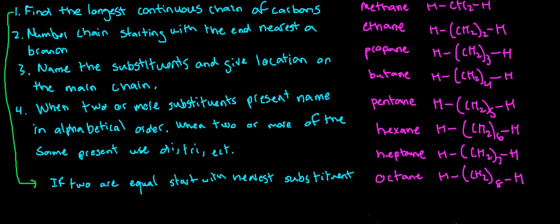Find the longest continuous chain of carbons, number the chain starting with the end nearest a branch, name the substituents, give the locations on the main chain, and then when there are 2 or more substituents, name them in alphabetical order, use di, tri, etc. to elaborate on the name.